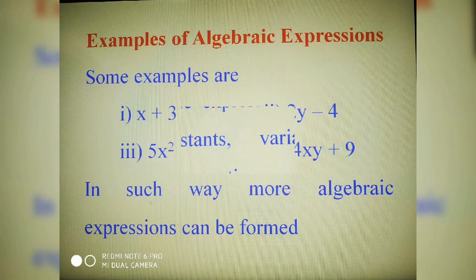So some examples of algebraic expression. First, x plus 3. So here variable is x. Then 2y minus 4. Variable is y. 5x square. x is the variable. And 4xy plus 9. x and y both are variables. So in such way, more algebraic expressions can be formed.